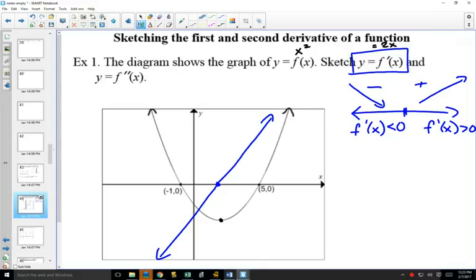Now that we've got our blue graph, we can say, let's try to find our second derivative. Well, our second derivative is just the first derivative of the first derivative.